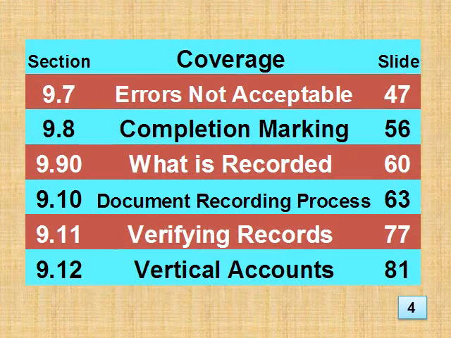9.7. Errors not acceptable is on slide 47. 9.8. Completion marking is on slide 56. 9.9. What is recorded is on slide 60. 9.10. Document recording process is on slide 63. 9.11. Verifying records is on slide 77. 9.12. Vertical accounts is on slide 81.